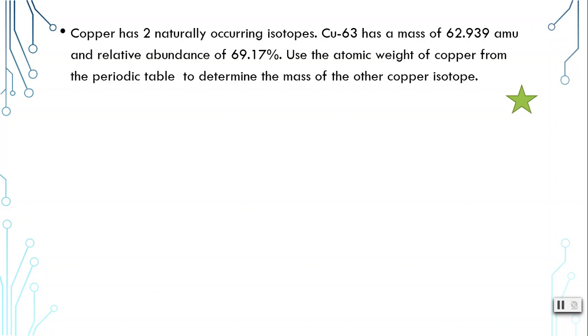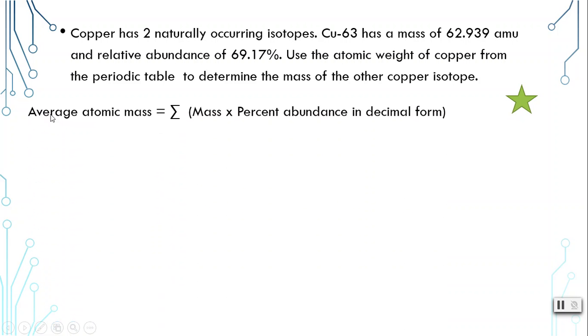There's also another practice problem like it on the Canvas practice worksheet, but let's jump right in and talk through this problem. I have copper, and I tell you that it has two naturally occurring isotopes. Copper-63 has a mass of this and a relative abundance of this. Use the atomic weight of copper from the periodic table, and we know that those are average atomic masses, so we're going to use our handy-dandy best friend, the periodic table, for this problem, because we need to use the atomic weight of copper from it, along with this information in the problem, to determine the mass of the other copper isotope.